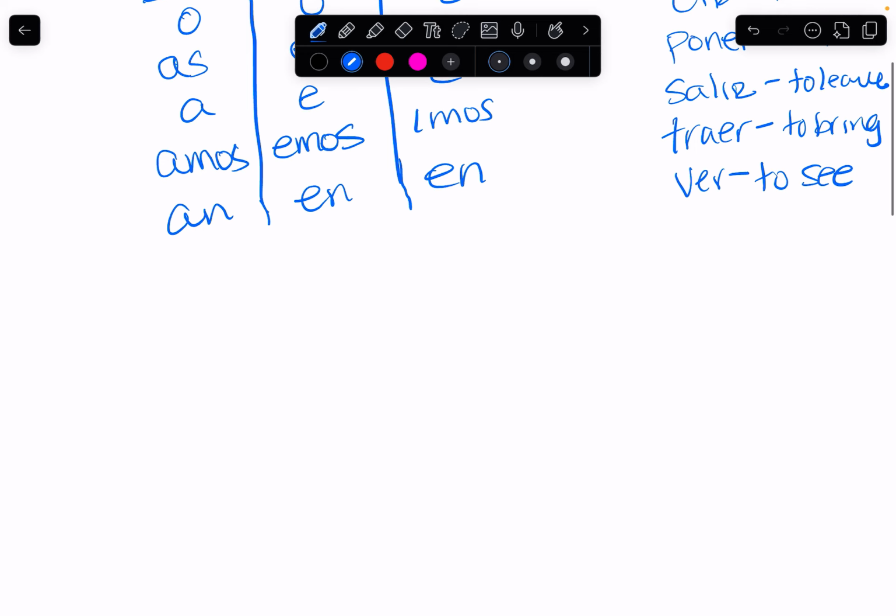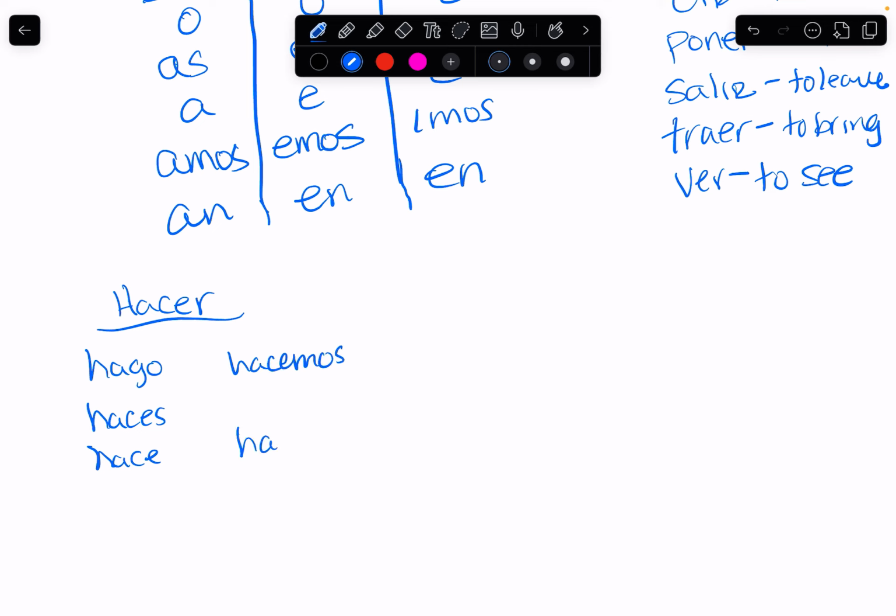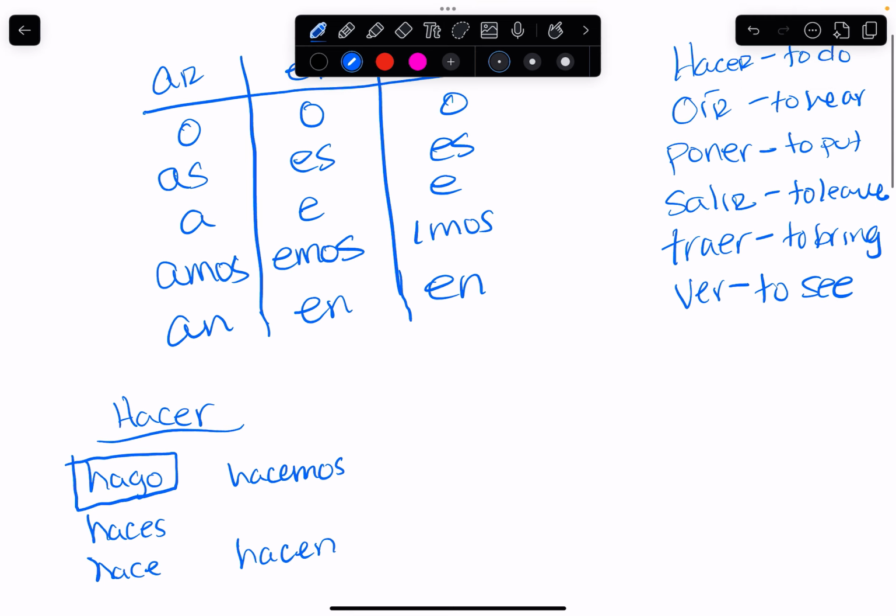So these have an irregular yo form. When you have hacer, your conjugations are hago, haces, hace, hacemos, hacen. The irregular is hago. So that's what this first section of the chapter is.